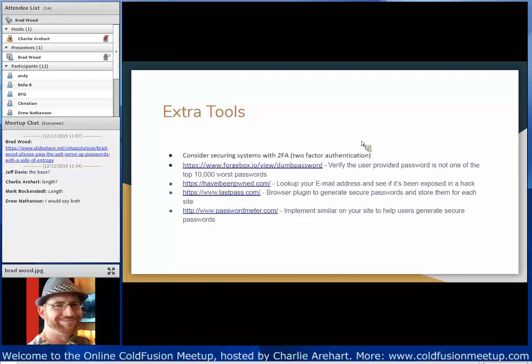Here are some extra tools to consider on the topic. Consider securing your systems with 2FA, or two-factor authentication. This is getting more popular these days. Two-factor basically means your user needs to have a password and some sort of second thing. Usually the second thing will involve a physical device, either a phone or the ability to receive a text message or an email. Once you punch in your password, then you have to go get a code from your text messages, right?